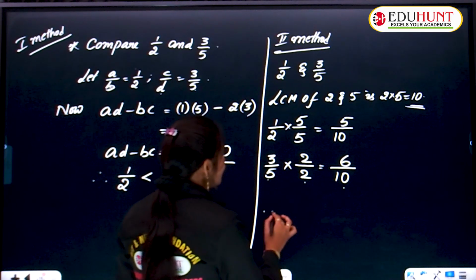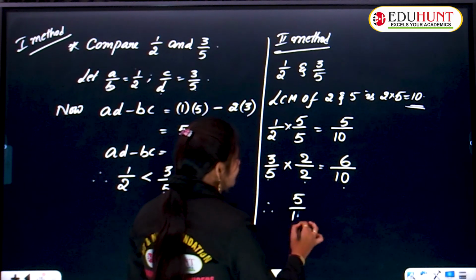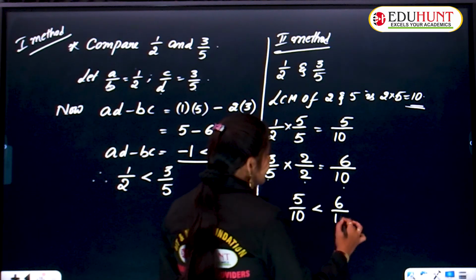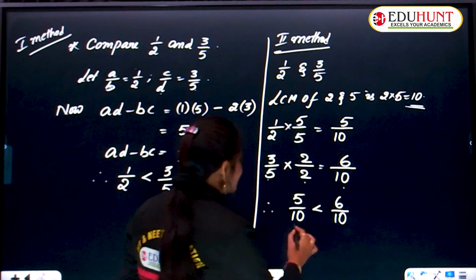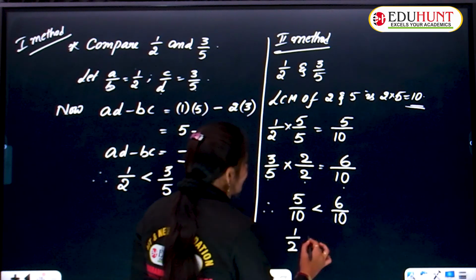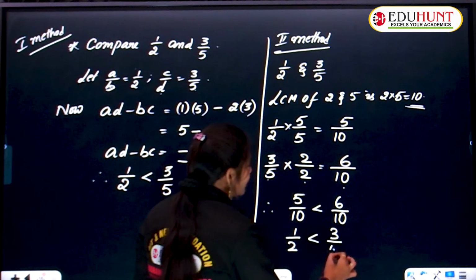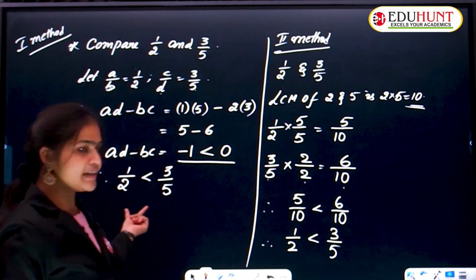Okay, then from this what can we say here? 5 by 10 is less than 6 by 10. Understood? 5 by 10 is the equivalent rational number of 1 by 2. So 1 by 2 is less than 3 by 5. That's what we got here directly, no?